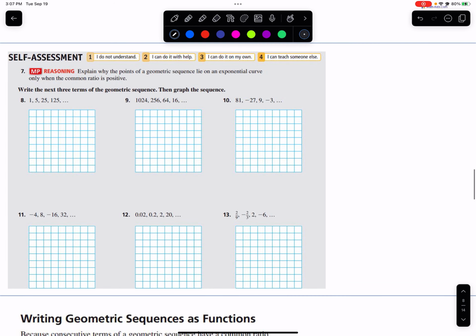Take another 6 minutes, work on these self-assessment problems. Pause. All right, let's check the self-assessment problems.